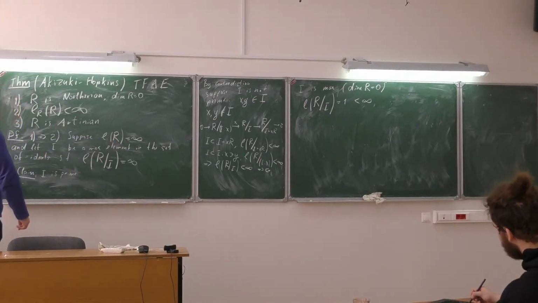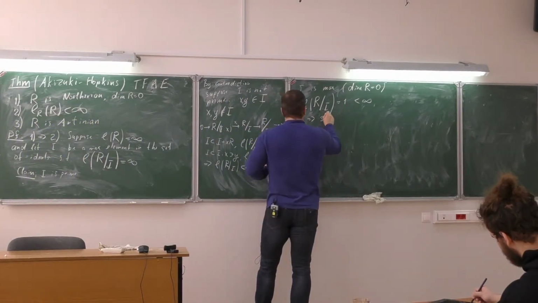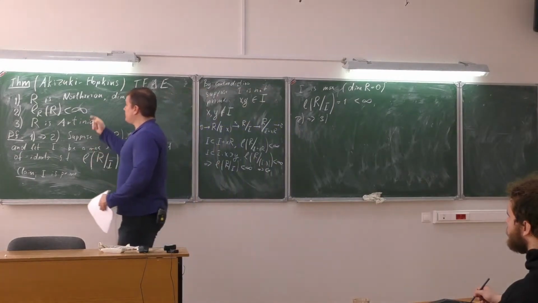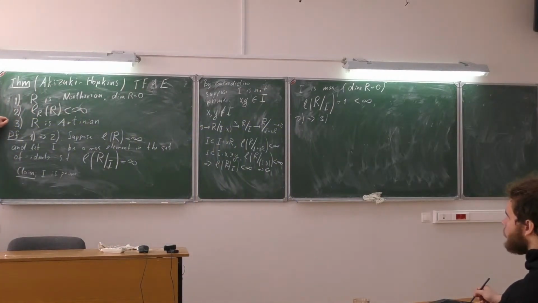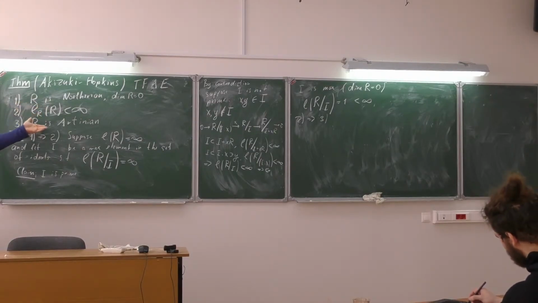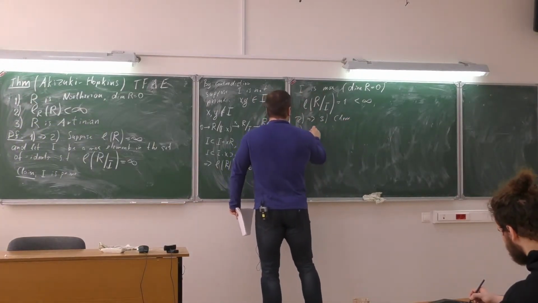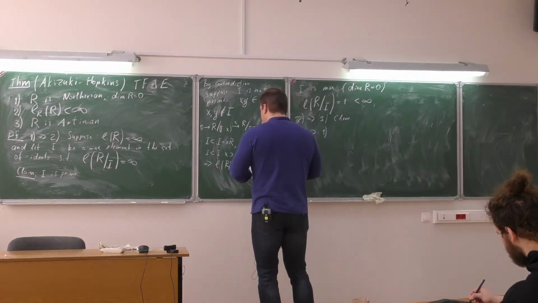So we proved that 1 implies 2. How about 2 implies 3? The length of the ring is finite. I want to say that the ring is Artinian. So 2 implies 3 is clear and automatic, because finite length of a module means that the module is Noetherian and Artinian. So in particular, we use that the module is Artinian. This is clear. And we only need to prove the last implication, that 3 implies 1.